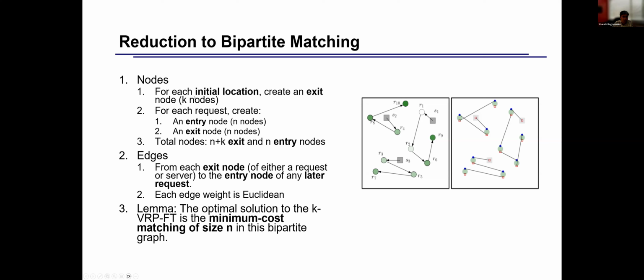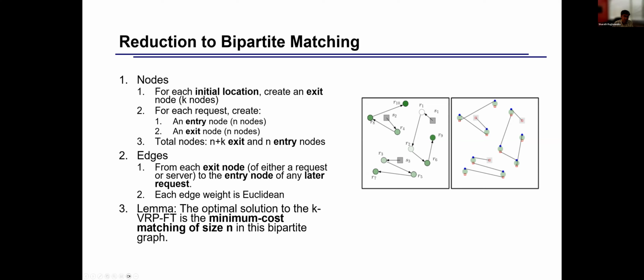The way I do that is as follows. For each initial location of the server, I'm going to create an exit node. There are k initial locations, so I create k exit nodes. And for each request, I'm going to create an entry node and an exit node. These nodes will be co-located, so they'll be at the same location. This way I've created n plus k exit nodes, one for each initial location and one for each request, and n entry nodes. This will be the bipartition of my graph: the entry nodes are one side, the exit nodes are the other side.